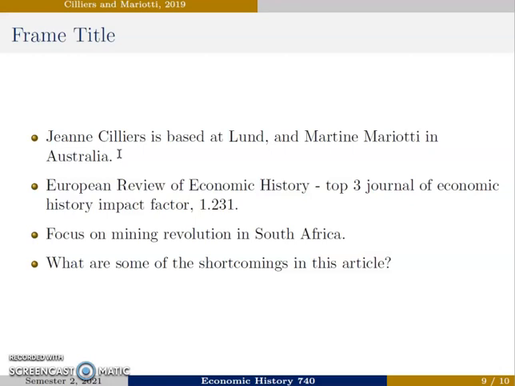So this is the European Review of Economic History. Again, one of the top 3 journals of economic history with an impact factor of 1.2. It's again a very good journal that I do like to read. This focuses on the mining revolution in South Africa and how that related to the demographic transition of white settler South Africans. So just by me mentioning that, you can think about what are some of the shortcomings of this article.